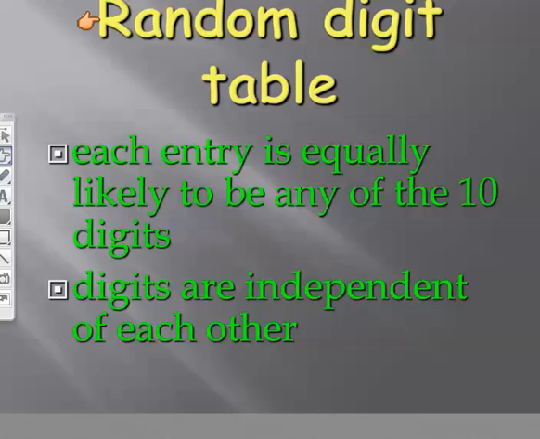Now, I've talked about random several different times. A random number table or a random number generator will generate random numbers for you that you can use to do things with. Now, in a random digit table, each entry is equally likely to be any of the 10 digits, and digits are independent of each other. What I'm saying here is if you look at a random number table, you're just going to see a bunch of numbers. Each one is equally likely to be chosen. Each one is random in order.